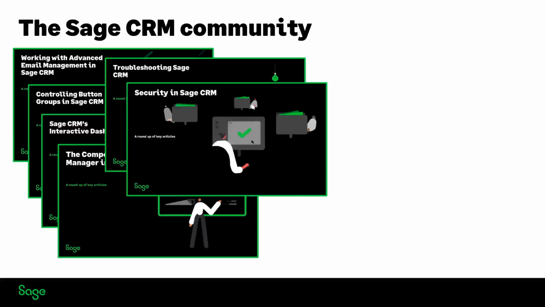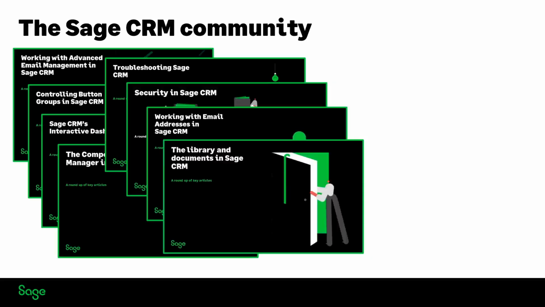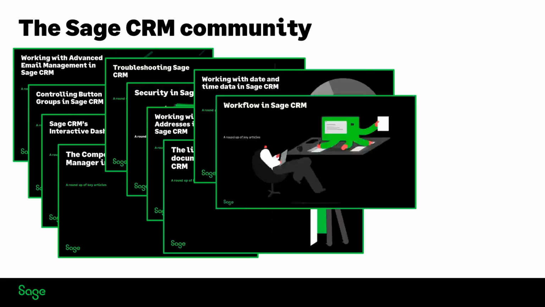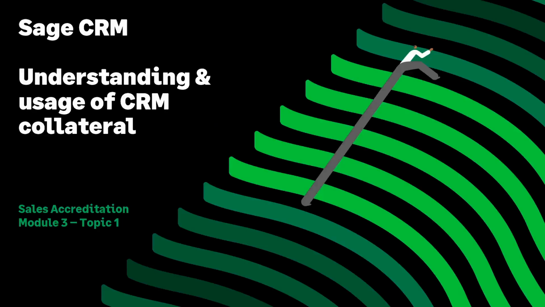You've now reached the end of this topic within the module of sales accreditation. This topic was information specifically on understanding and putting to use the Sage CRM collateral. And you can now move on to further topics in order to complete the module.